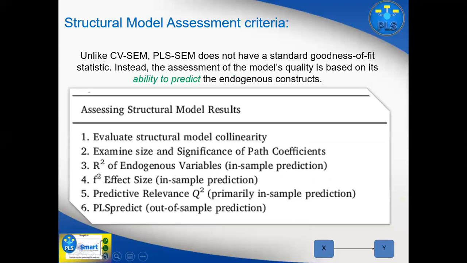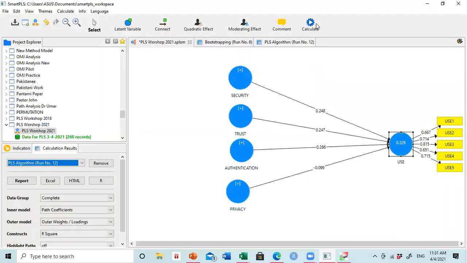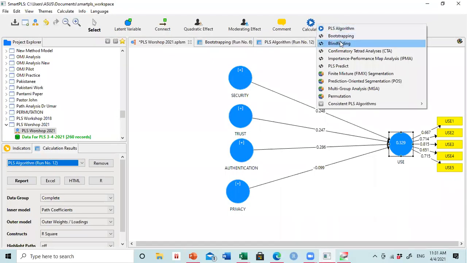Okay, so the effect size, we finish this one. We go for predictive relevance. We want to see whether our prediction is relevant, meaning that we go for Q square. How do we assess the Q square? This is how we calculate the predictive relevance. We go to blindfolding.